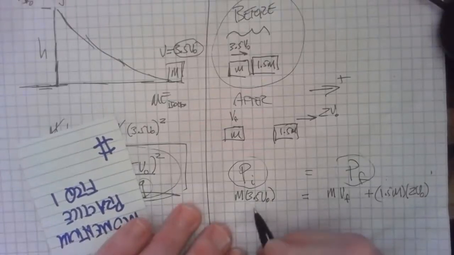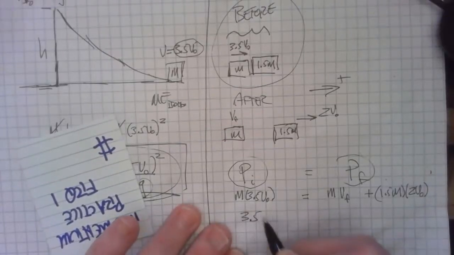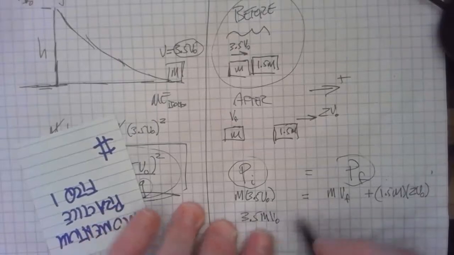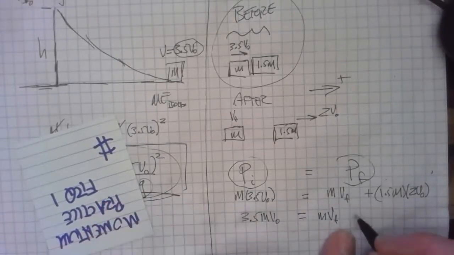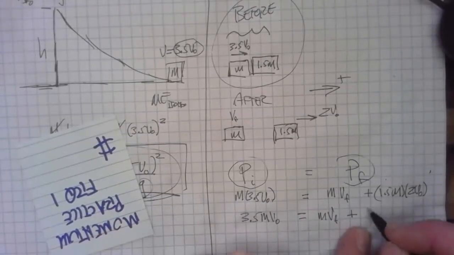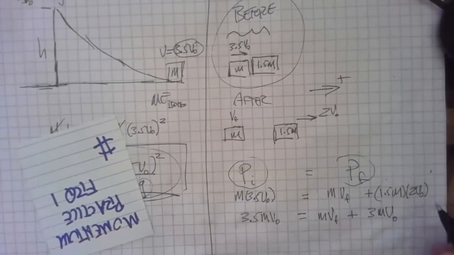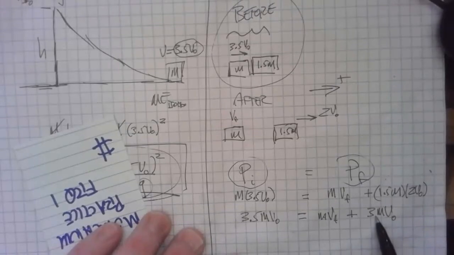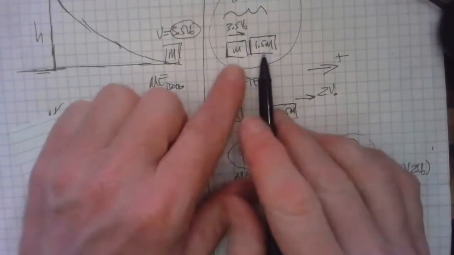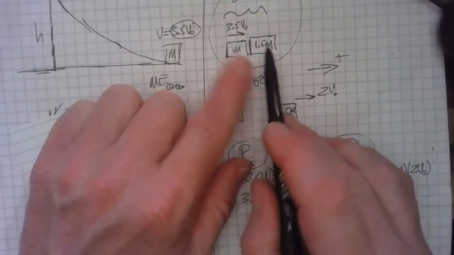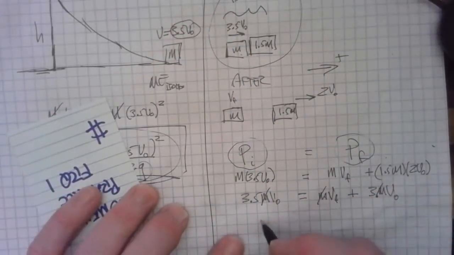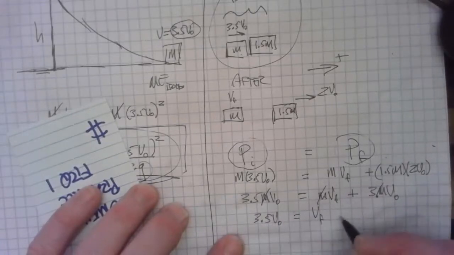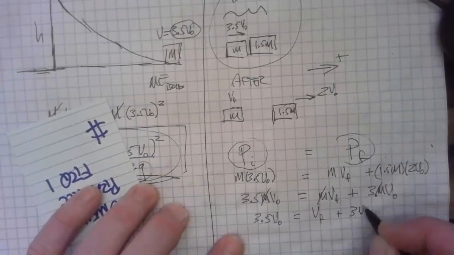Okay, so I have 3.5 M v0 on the left. Over here I have M v final, and here I have plus 3 M v0. Oh, wait a second. The Ms cancel out. They don't have the same mass, but they describe this one's mass in terms of that, so that M gets to divide out. So I got 3.5 v0 equals v final plus 3 v0.